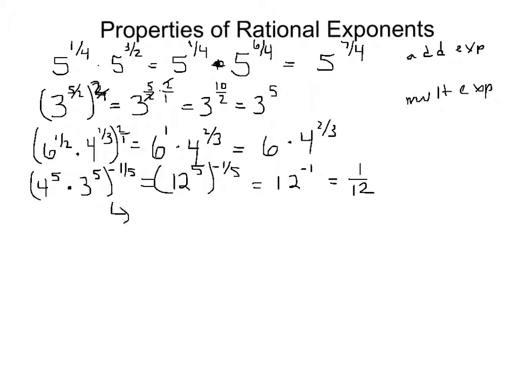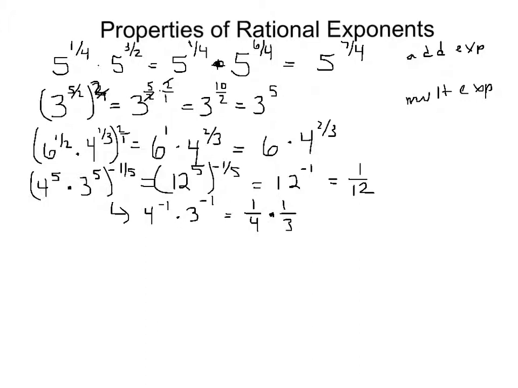The other way you can do this is you can distribute that negative 1/5 just like we had done earlier. So we would have 4 to the negative 1 times 3 to the negative 1, which equals 1/4 times 1/3.